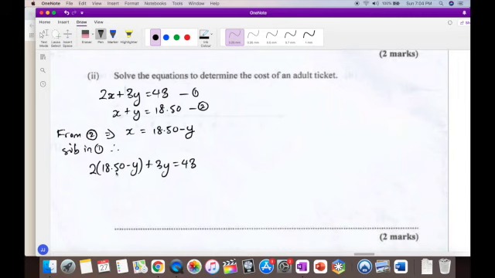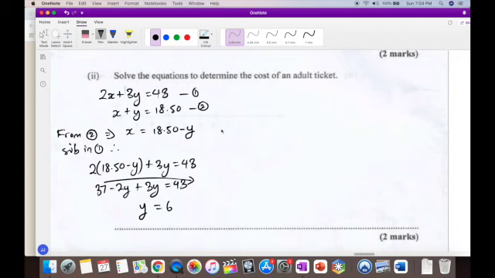So 2 times 18.5 gives us 37. So that's 37 minus 2y plus 3y is equal to 43. So now let's throw the 37 across, and of course negative 2y plus 3y will just be 1y, and that will be 43 minus 37. So 43 minus 37 ends up being 6.